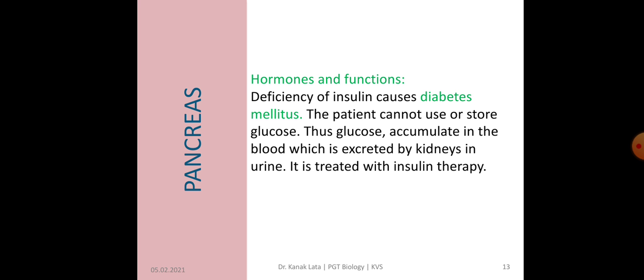Deficiency of insulin causes disease called diabetes mellitus. In this case, patient cannot use or store glucose. Thus, there is accumulation of glucose in the blood from where it is excreted by kidney in the urine. This disease is treated by insulin therapy.